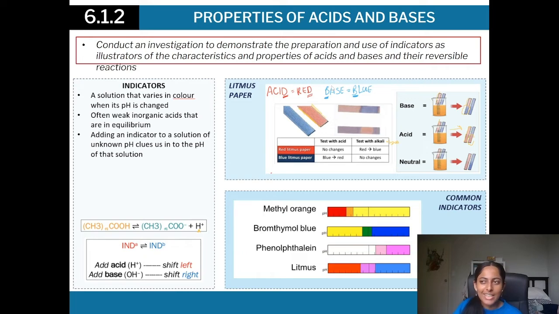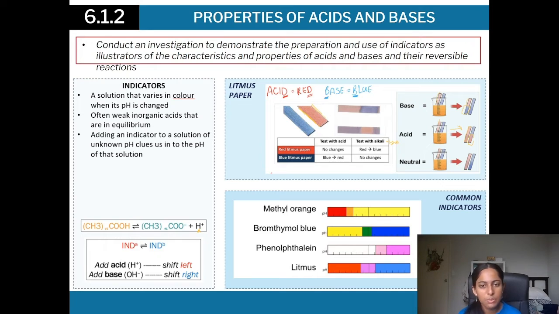Okay, there we go. In terms of indicators, there are a few indicators that you will have to know. Indicators help show when you have a change in pH, and that's through color. These are typically organic acids that are in equilibrium. The common indicators that you'll be using are methyl orange, bromothymol blue, phenolphthalein, and litmus paper.